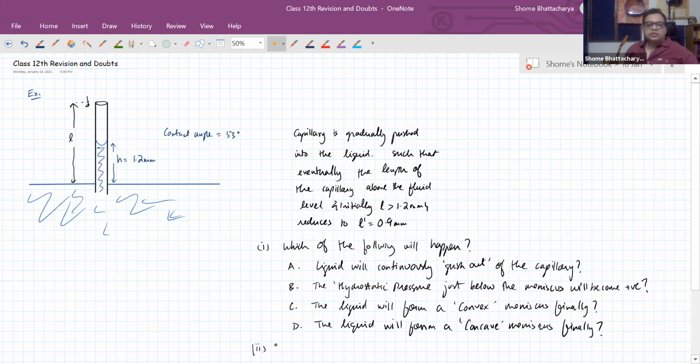Second, find the contact angle when L prime is equal to 0.9 millimeters. So actually in this you will just have to select the correct option, whereas the second part is a numerical part. The first part you have to just select the correct option. In this part, calculate the numerical value.